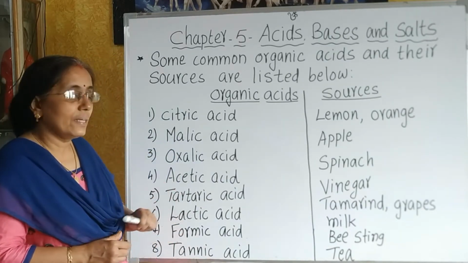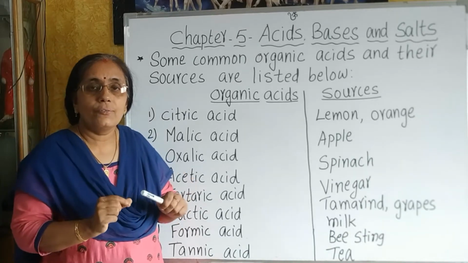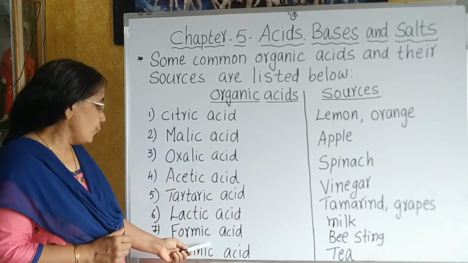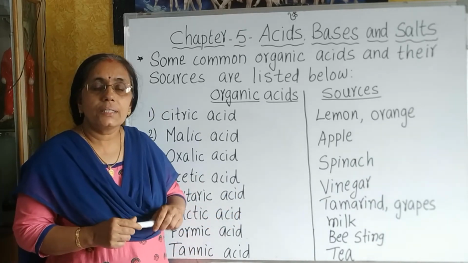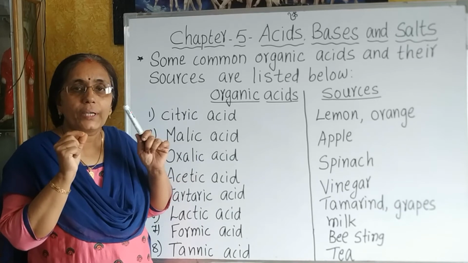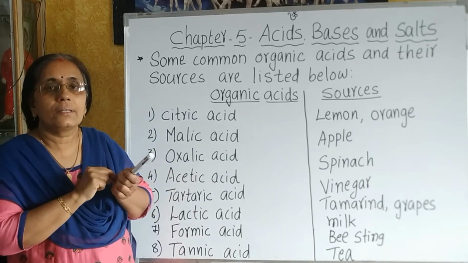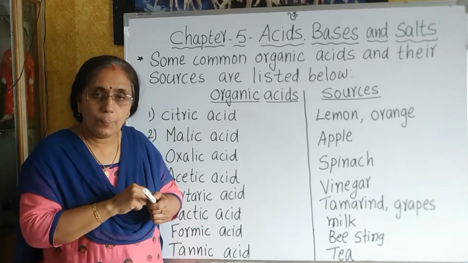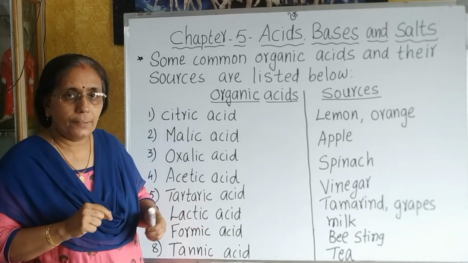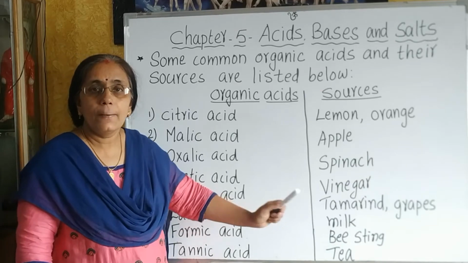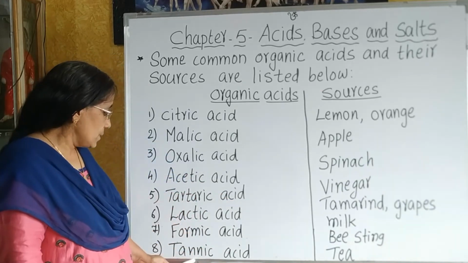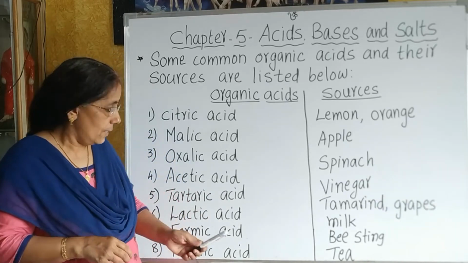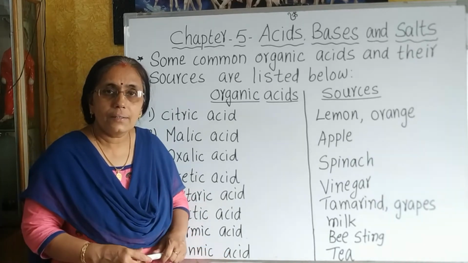Next is lactic acid. Lactic acid is found in the milk. Next is formic acid. Formic acid is found in the bee sting. When you get any sting by small insects, the formic acid gets into our body, which causes the pain. So formic acid is found in the bee sting. Next is tannic acid. Even our tea contains certain acid. That acid is tannic acid.